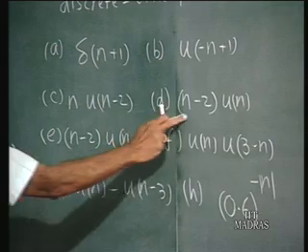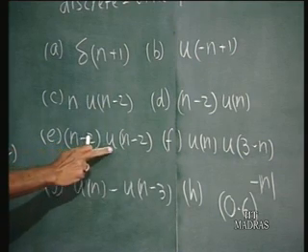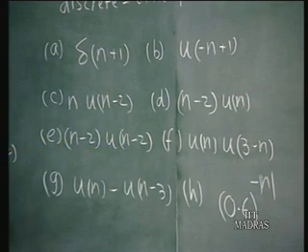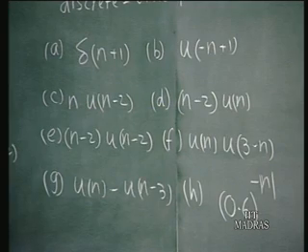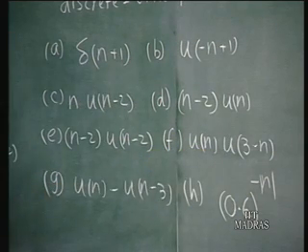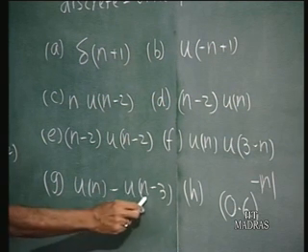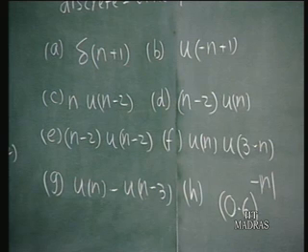D, n minus 2 multiplied by u[n]. E, n minus 2 multiplied by u[n minus 2]. You must see the difference between C, D and E. F, u[n] multiplied by another discrete time signal u[3 minus n]. G, u[n] minus u[n minus 3], and H, 0.6 raised to the power of minus the magnitude of n.